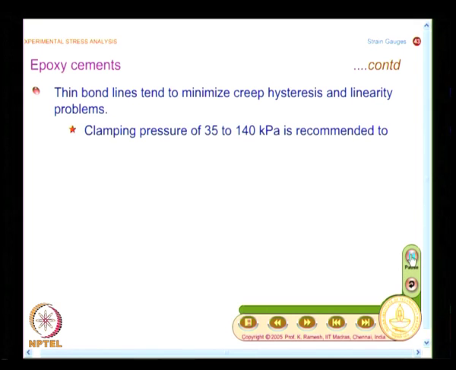And you have to be very careful in arriving at very thin bond lines. And why do you go for thin bond lines? This minimizes creep, hysteresis and deviation from linearity. And how do you ensure thin bond lines? You have to provide a clamping pressure of 35 to 140 kilopascal.